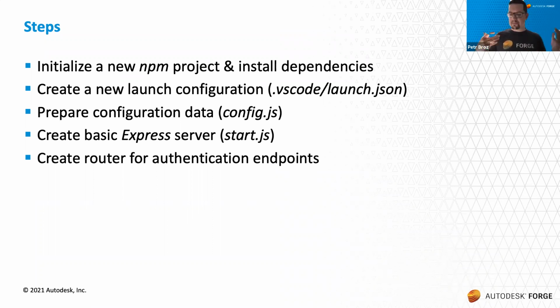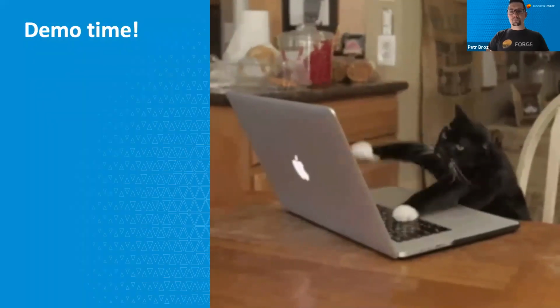And then we're going to prepare the basic scaffolding, like a start.js file with the express server itself, and a config.js file where we're going to try and retrieve all the configuration properties from the environment variables. And we're going to implement a basic express router for the authentication endpoints. All right, let's get to that.